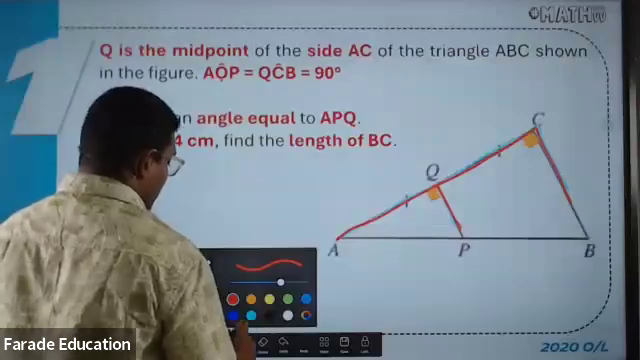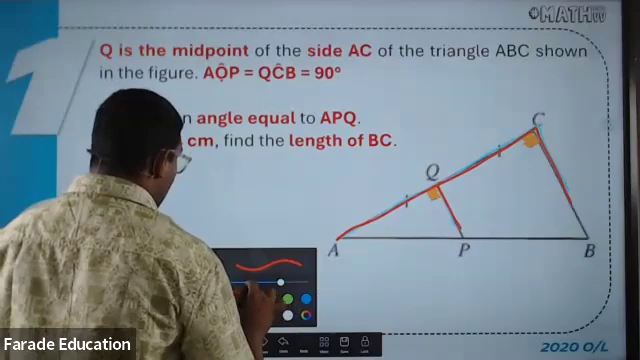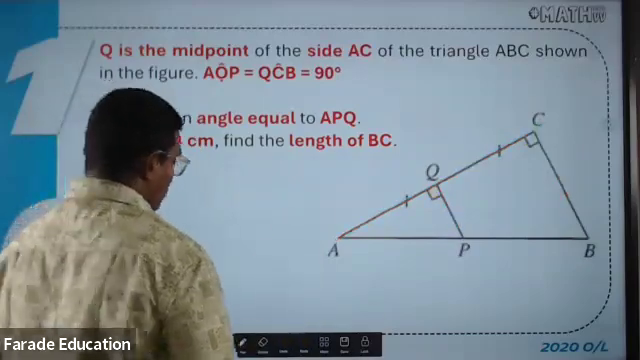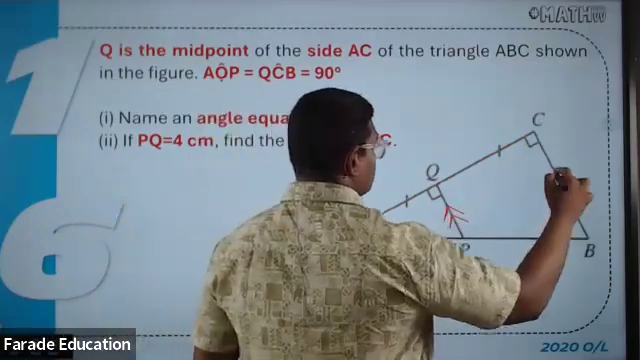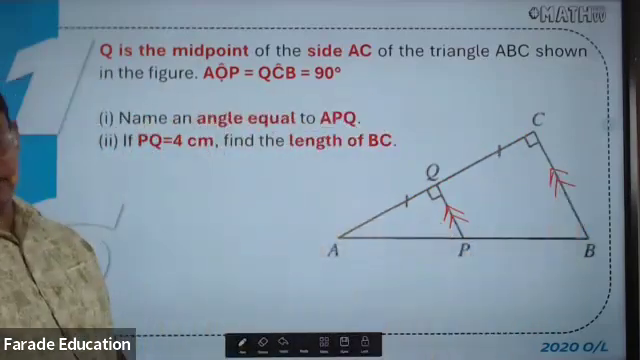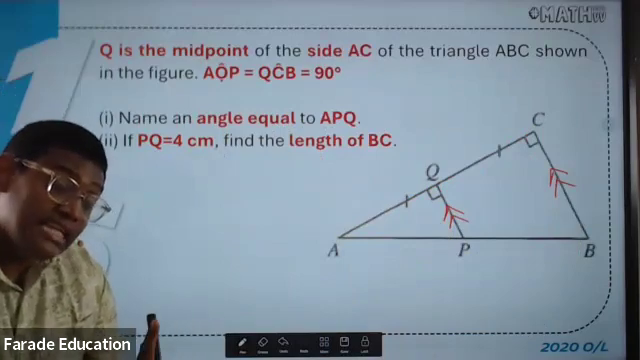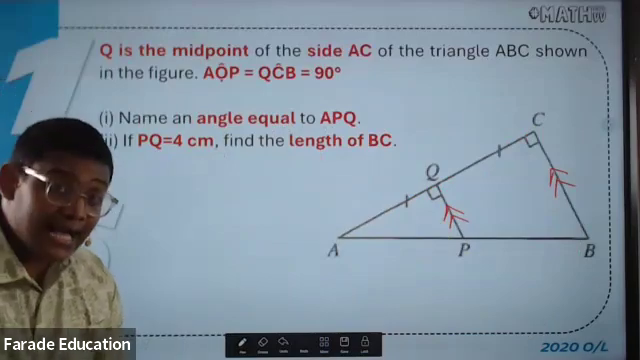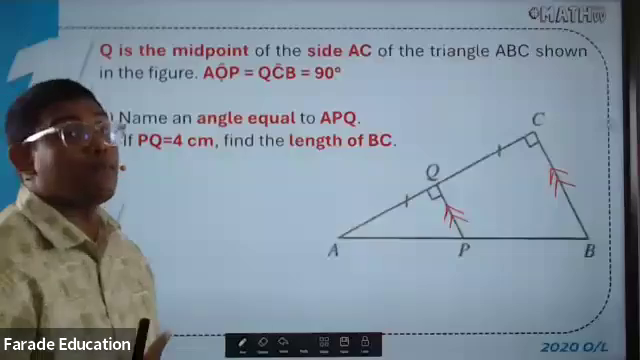So what? If the two lines are parallel, the angles are equal. If the angles are equal, then what? The two lines are parallel. The converse of the corresponding angles. If the two lines are parallel, the angles are equal. If the two angles are equal, the lines are what? Parallel. The converse, the opposite.